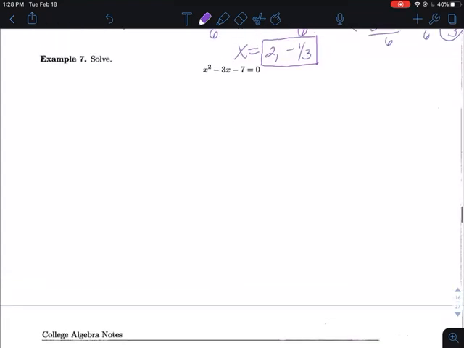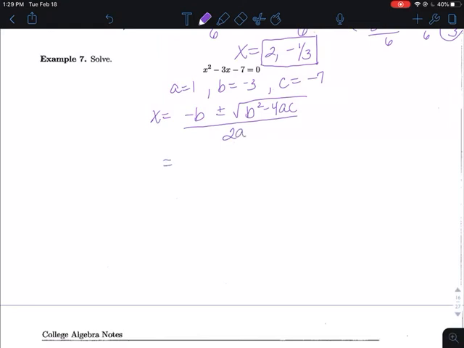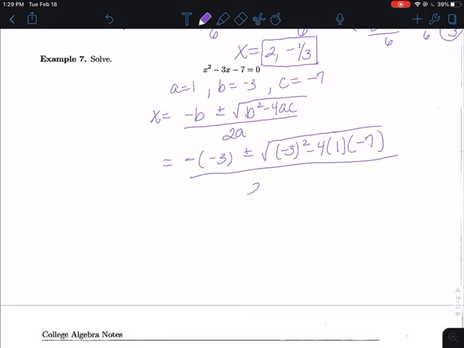All right. So here, I'm going to use the quadratic formula. I have to get all my values for A, B, and C. A equals 1, B equals -3, and C equals -7. So remember, the quadratic formula is opposite of B plus or minus the square root of B squared minus 4AC, one big fraction bar all over 2 times A. So this is -3 plus or minus the square root. Make sure you put that B in parentheses. That's -3 squared minus 4 times 1 times -7 all over 2 times 1.